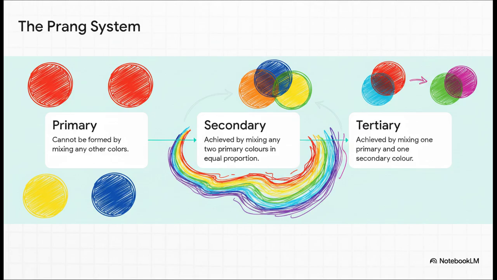These are completely unique. You literally cannot produce them by mixing any other colors together. Then, we have the secondary colors: orange, green, and violet. You get these by mixing any 2 primary colors in equal proportions. And finally, tertiary colors, which are achieved by mixing 1 primary and 1 secondary color together. So the big takeaway here is that every single color you see stems originally from those 3 primary sources.